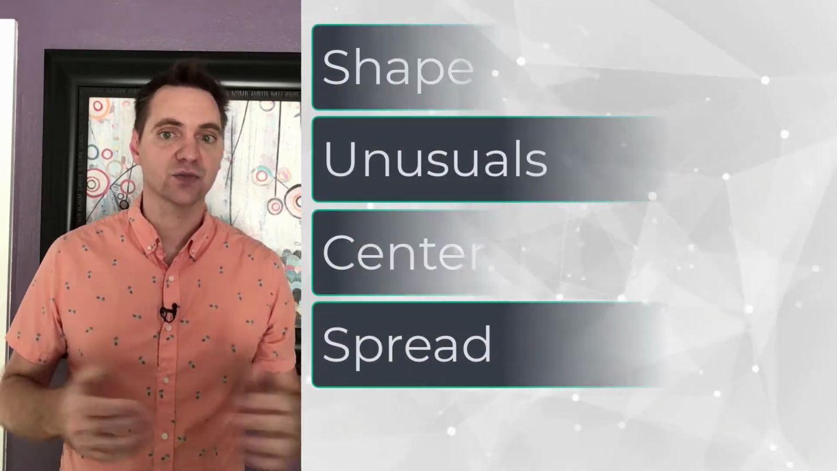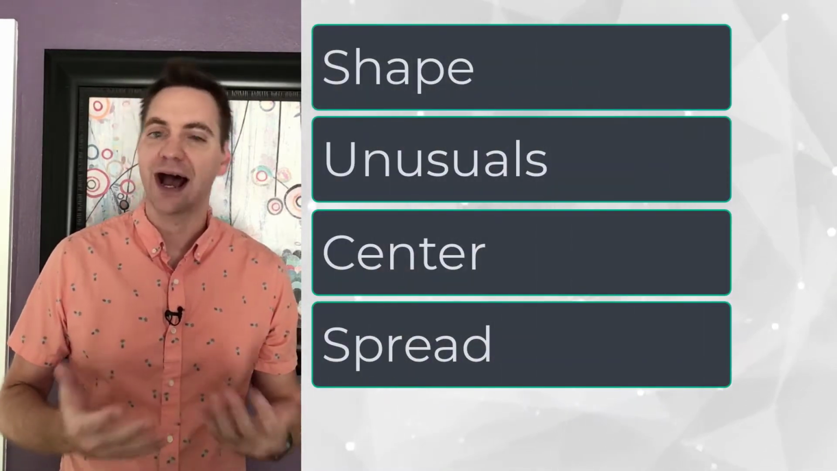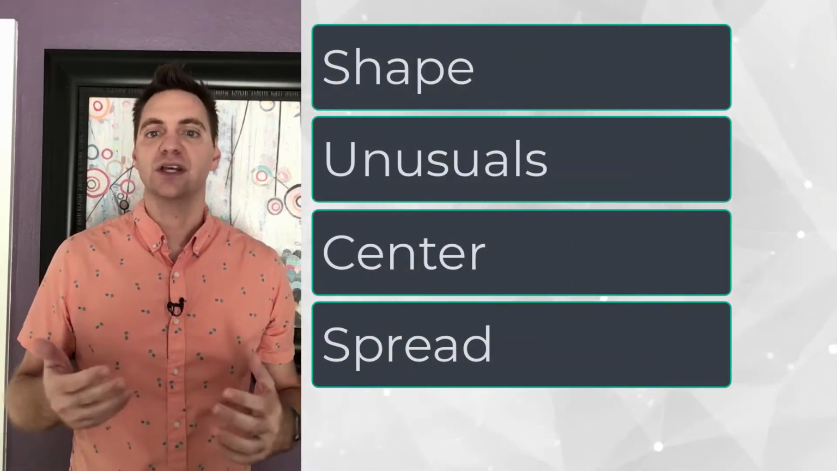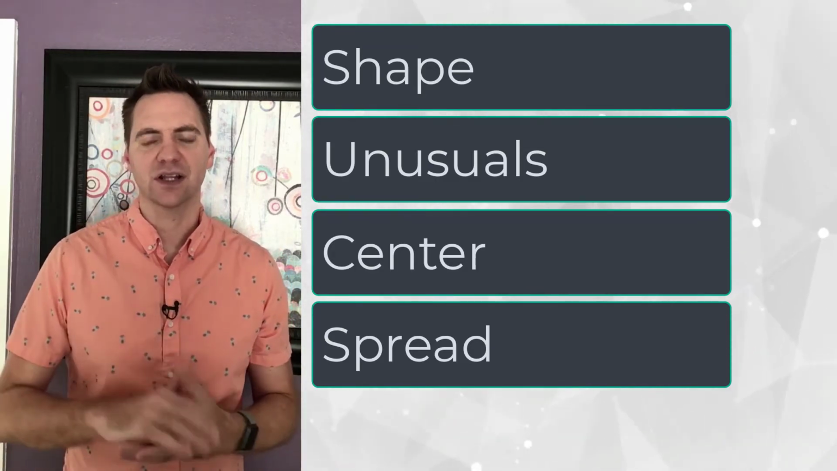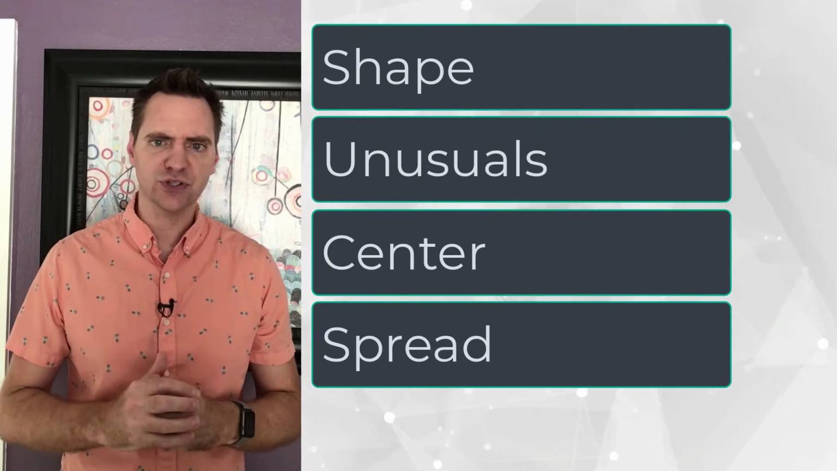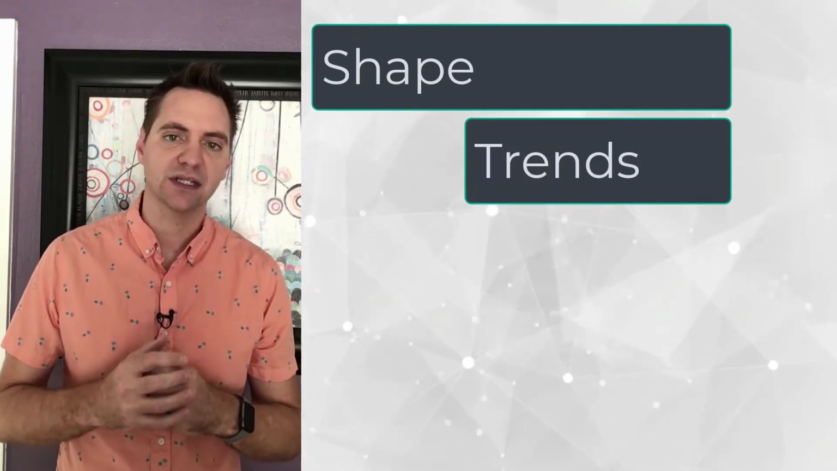Now, there are a lot of different variations on this. I've heard SOCS where the U is replaced with an O for outliers, SOCV where spread is changed to variability. But what's the fun in saying that? So let's stick with SOCS. And we'll start by describing shape. Shape is a succinct way to describe trends in a distribution.